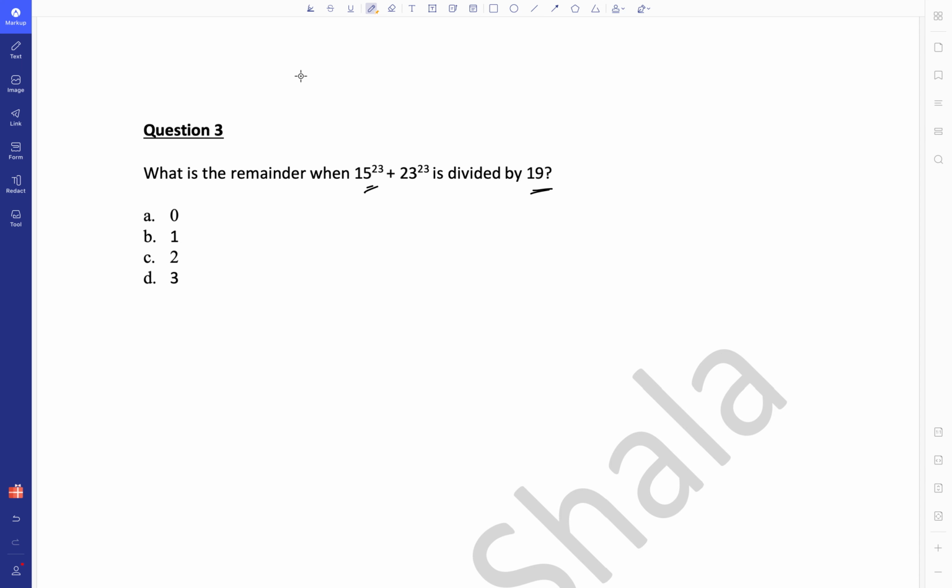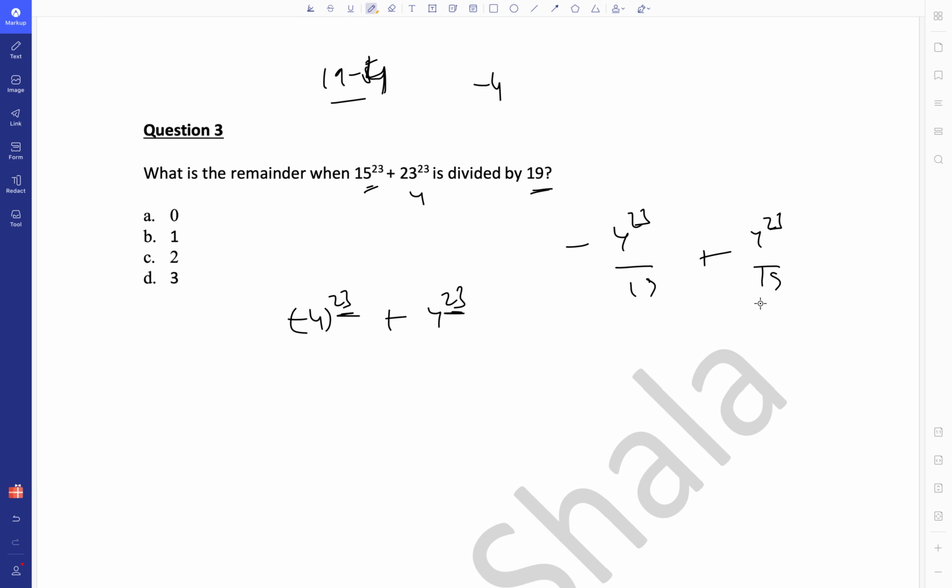So 15 can be written as 19 minus 4. The remainder of 15 with 19 can be said to be minus 4. The remainder of 23 with 19 is 4. So you can write this as minus 4 raised to 23 plus 4 raised to 23. Because the power is odd, this minus will come outside. So you get minus 4 raised to 23 remainder with 19 plus 4 raised to 23 remainder with 19. Whatever the remainder might be, it will be x, right? So it will come as minus x plus x is equal to 0. So the remainder comes out as 0, as simple as that.